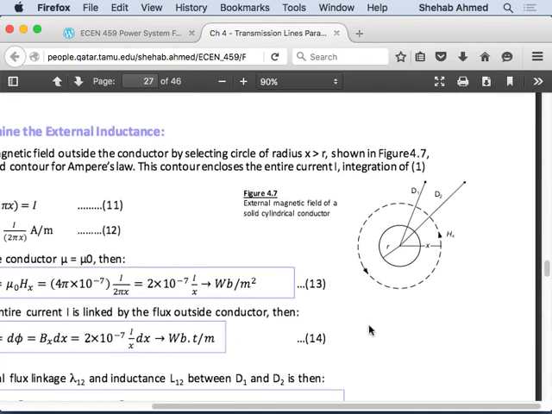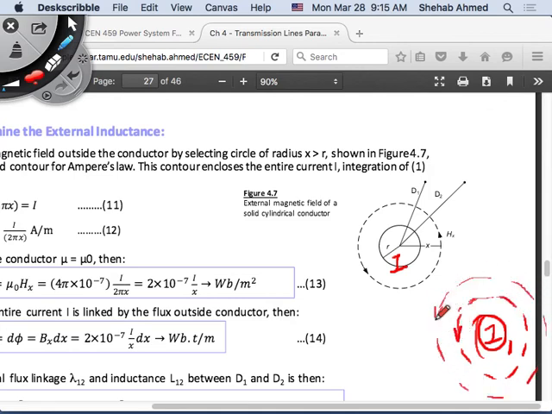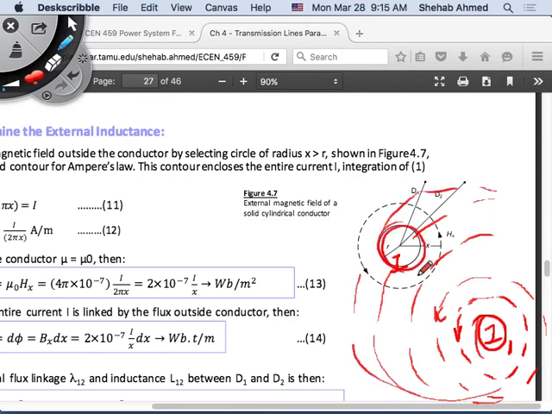So if I bring in a different conductor here, and this conductor is carrying I1. This was carrying I, for example. This is carrying I1. Do you agree that this will also have a magnetic field around it? Yes? And this magnetic field will also intersect this conductor at some point, right? I mean, this magnetic field at some point will link this conductor here.